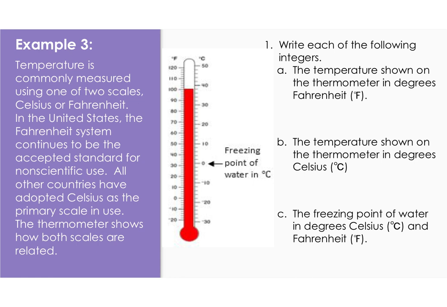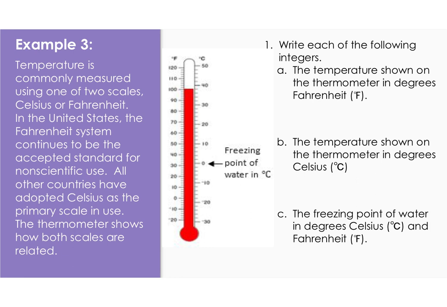Temperature is commonly measured using 2 scales, Celsius or Fahrenheit in the United States. The Fahrenheit system continues to be the accepted standard for non-scientific use. All other countries have adopted Celsius as the primary scale in use. The thermometer shows how both scales are related. So write each of the following integers. The temperature shown on the thermometer in degrees Fahrenheit.